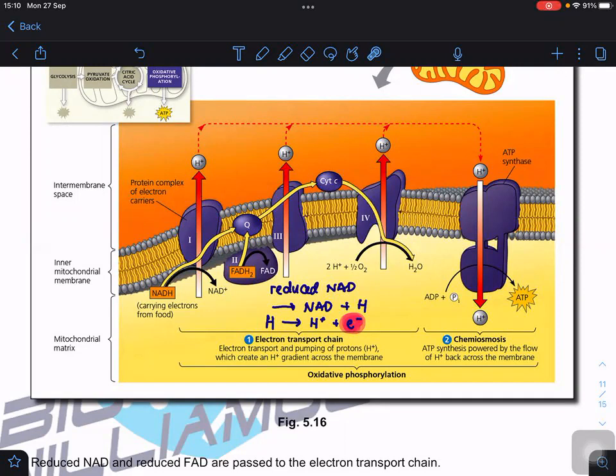Can you see that? The electron. How about the proton? Proton will remain in the matrix until this electron passes through the electron carrier, and they have high energy, too high this energy. We want to release the energy. So when this electron passes through the electron carrier, what happened to this? The energy of the electron is now released.